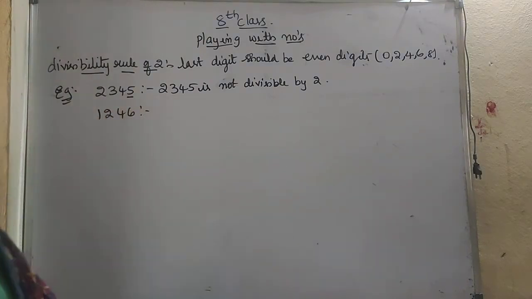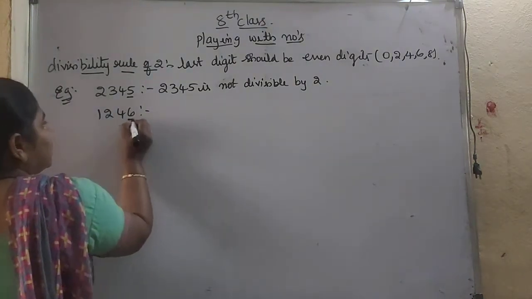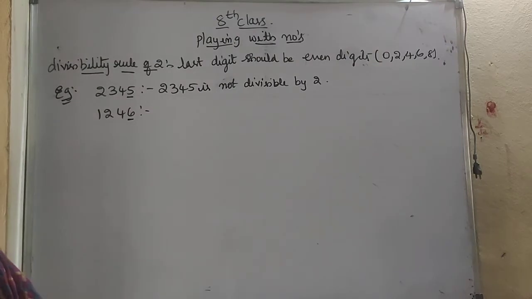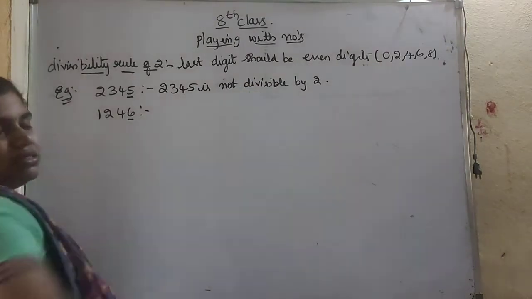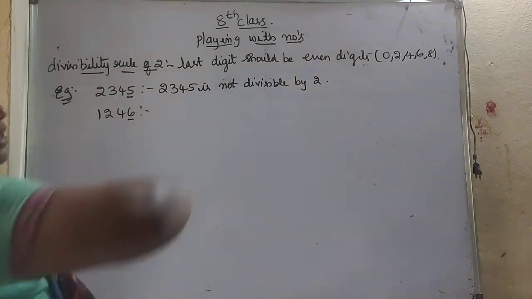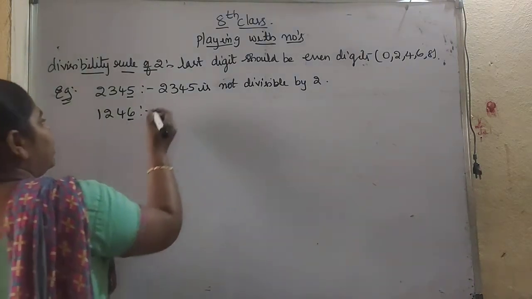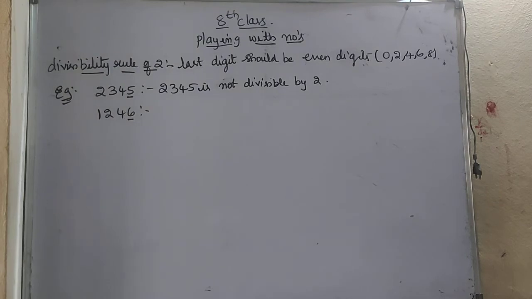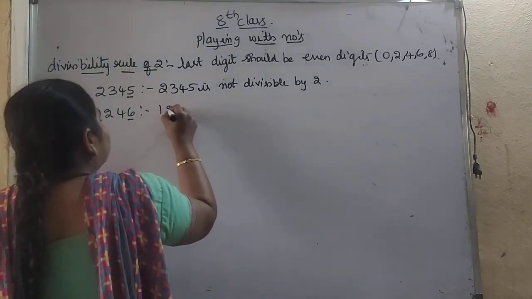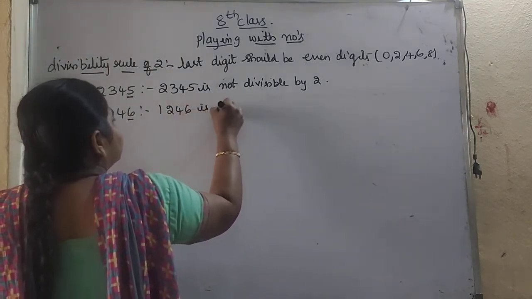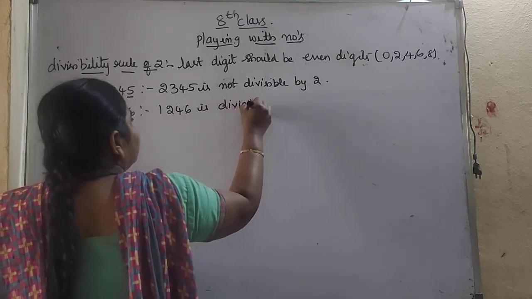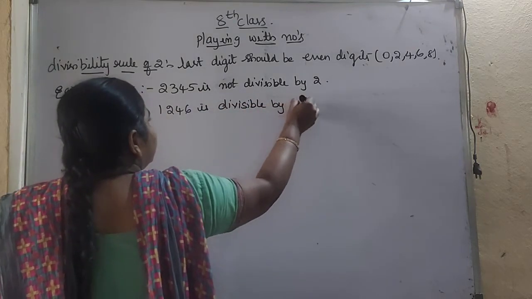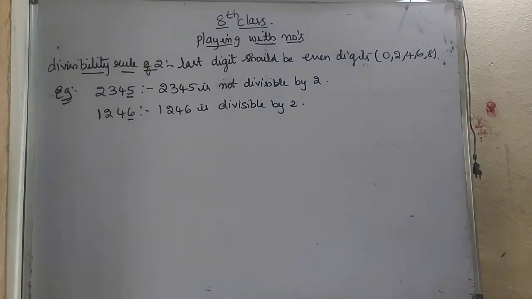Okay, so one more example we will take. 1246. What is the number? 1246. If you see, 6 is an even digit. You see that 6 in that set. So here 6 is an even digit, so you can say that this 1246 is divisible by 2. So this is the divisibility rule of 2.